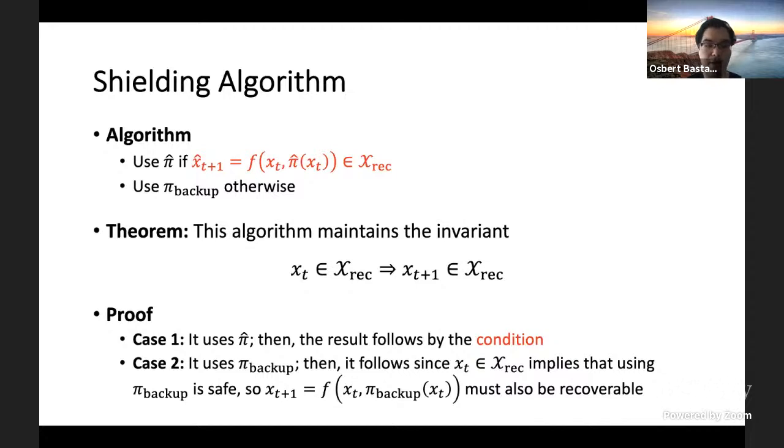The second case is that we actually end up using pi backup. In this case, we assume that we started in the recoverable set. By definition of recoverability, using pi backup can safely bring the system to a stop. So the same must be true of x t+1 since we use the backup policy. Pi backup must still be able to bring the system safely to a stop. So again, the theorem holds and we stay in the recoverable set. And this is enough to prove that this algorithm ensures safety.